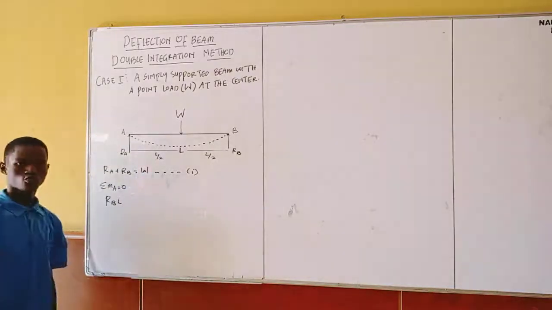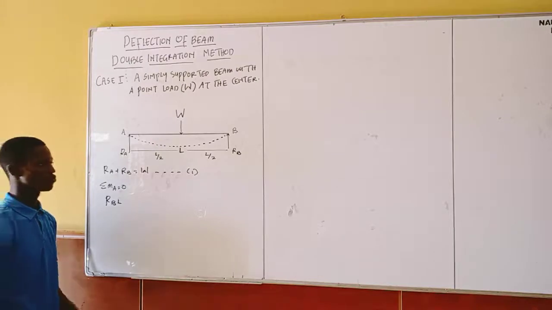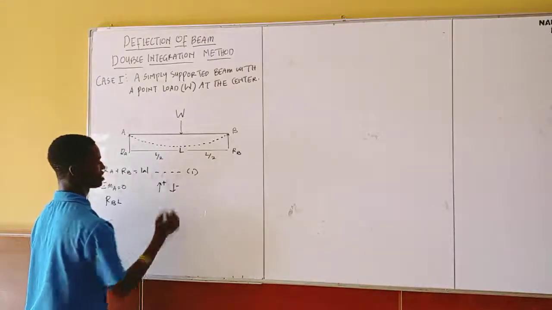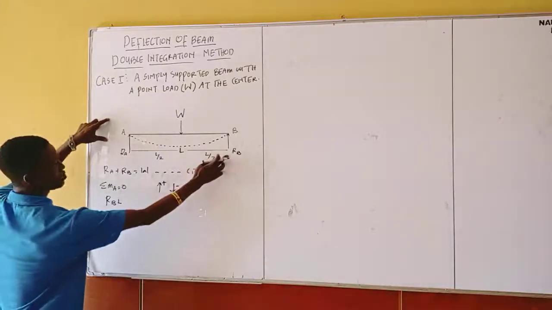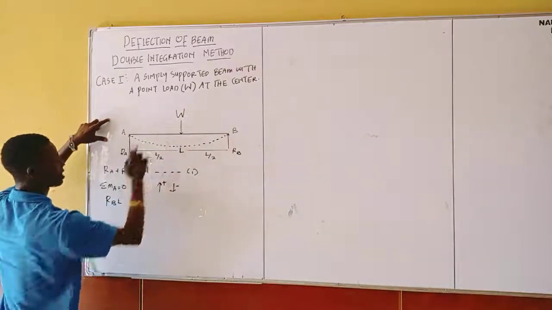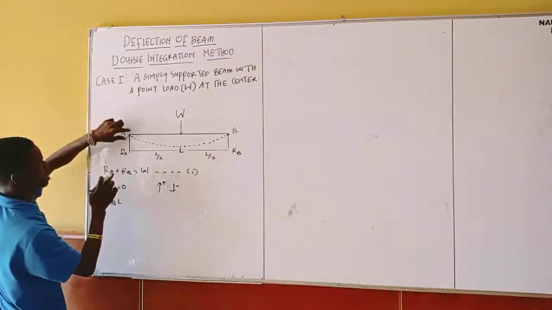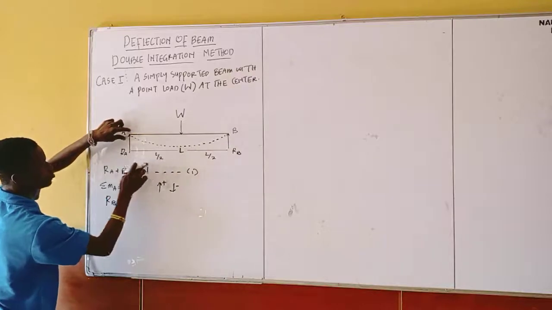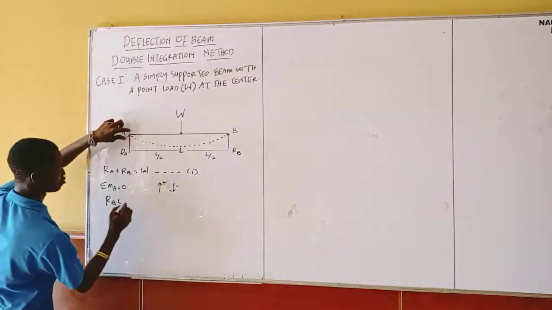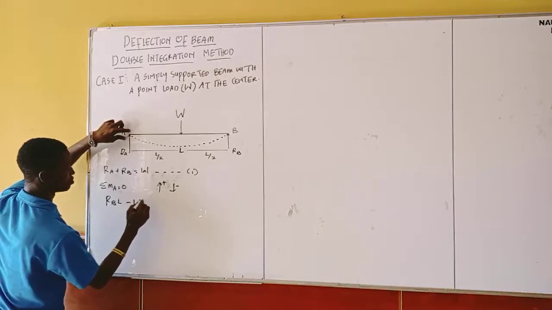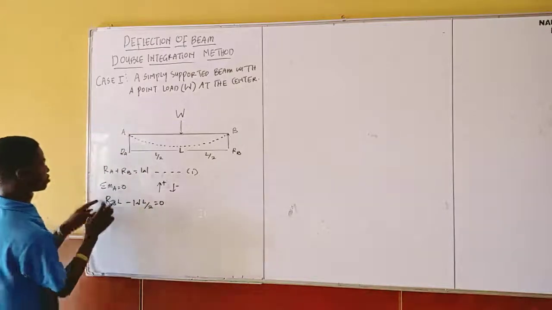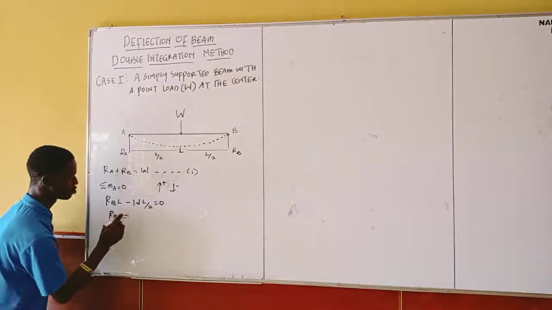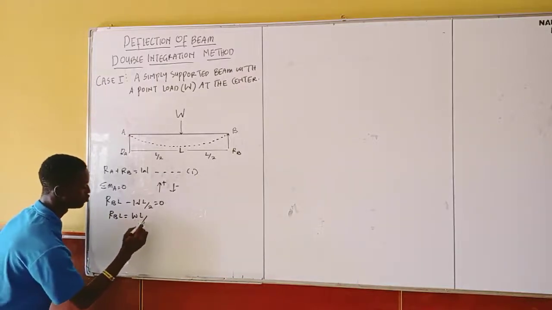But don't forget, I'm using a sign convention, and you can decide to use clockwise and anti-clockwise movement. This is what I'm trying to use: my upward force should carry positive, and my downward force should carry negative. So my RB is an upward force, carrying positive, and it's multiplied by distance L, because that is the total length before it reaches A. Now I have a downward force, which is W, covering L over 2 distance. So negative W multiplied by L over 2 equals 0, because the summation of my moment is equal to 0. So I have RBL equals, this one will come to the other side and become positive, WL over 2.